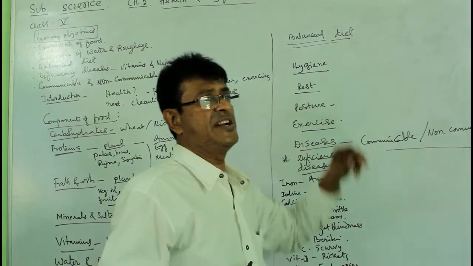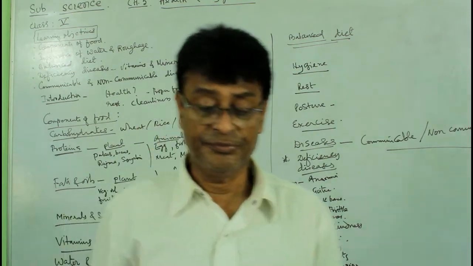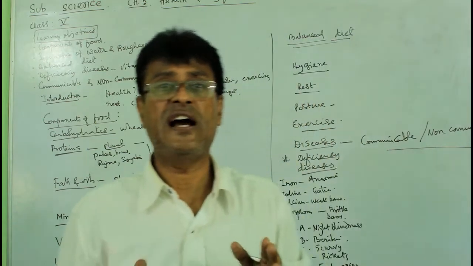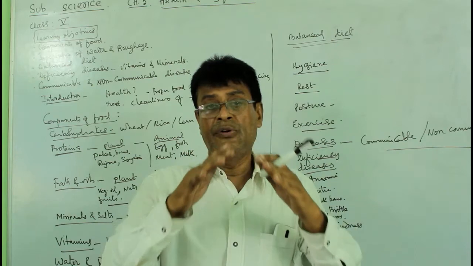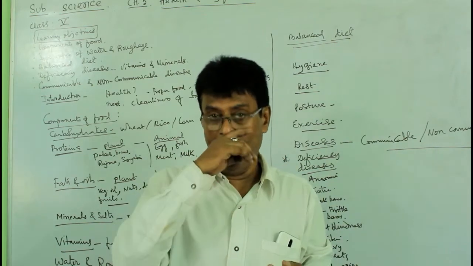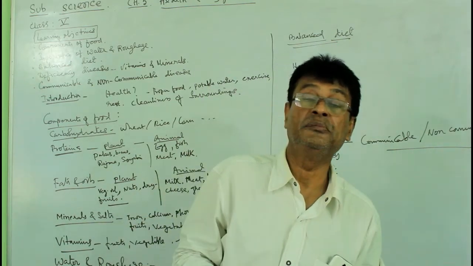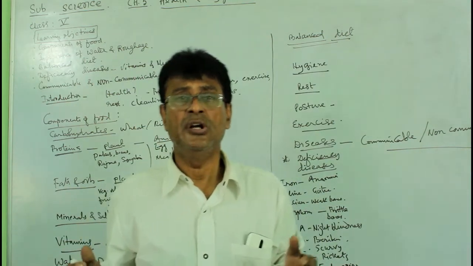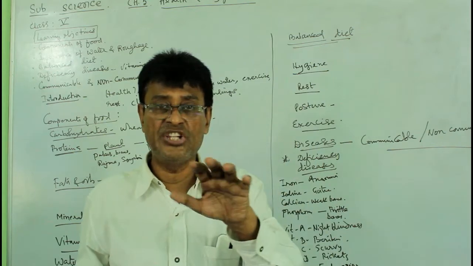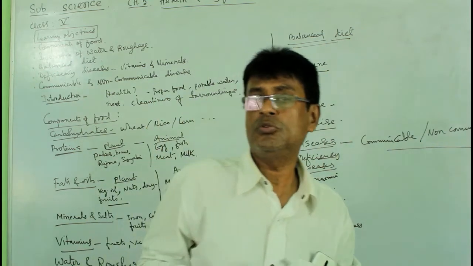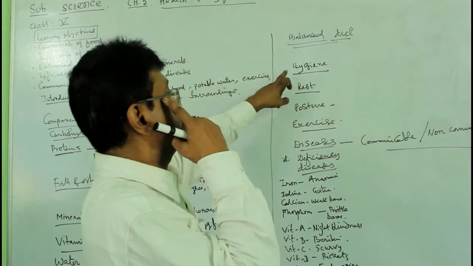Now, a balanced diet is maintained differently for different kinds of people. Those working more will get a little more carbohydrates and proteins. Those working less will get less. So that varies with the age and also with the job.